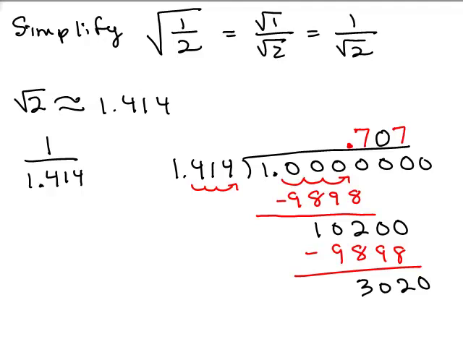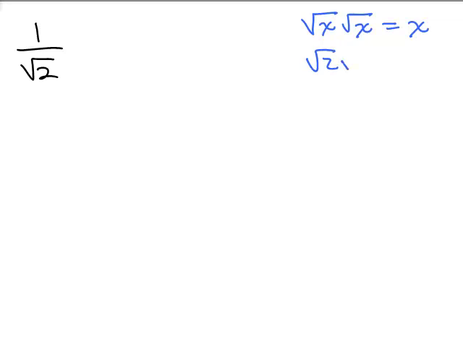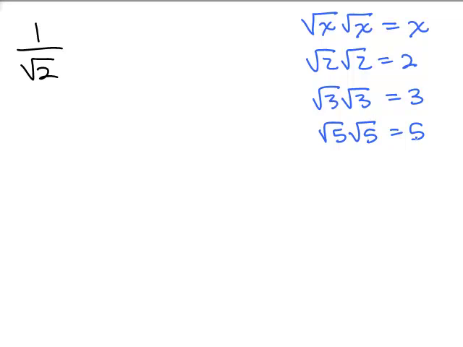So let's look at this 1 over square root of 2 again. All right, now remember we had this property, square root of x times square root of x always equals x. So if you have a square root of something and you multiply by the same exact square root, you wouldn't have a square root anymore. So in other words, square root of 2 times square root of 2 is just 2. Square root of 3 times square root of 3 is just 3. Square root of 5 times square root of 5 is equal to 5, and so on.